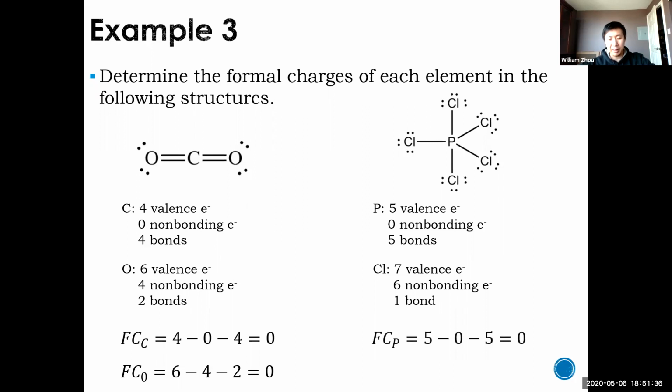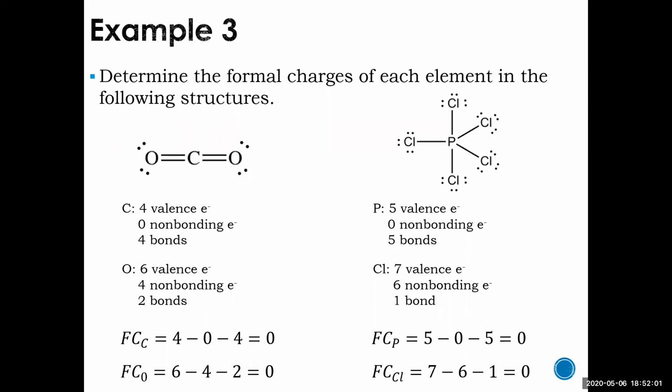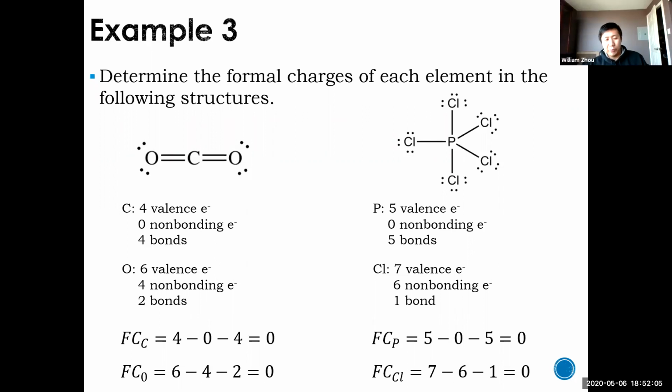So if you apply the math, for phosphorus, it's 5 minus 0 minus 5. So again, the formal charge of phosphorus is 0. For the chlorine, you have 7 minus 6 minus 1. Again, you get 0. So with this example, what can you tell me about the formal charges? What do you think they should be? Anyone? They should always equal 0? Exactly. For a compound, the formal charges of everybody should be 0.